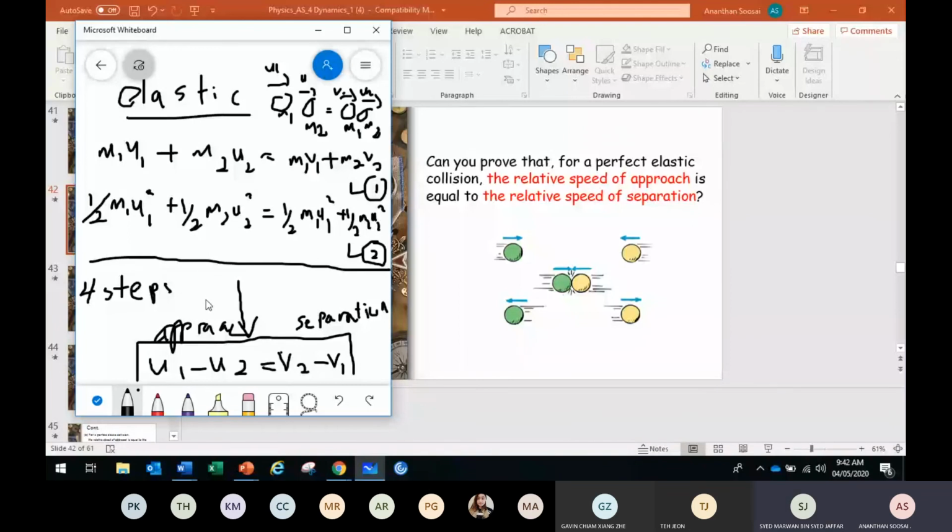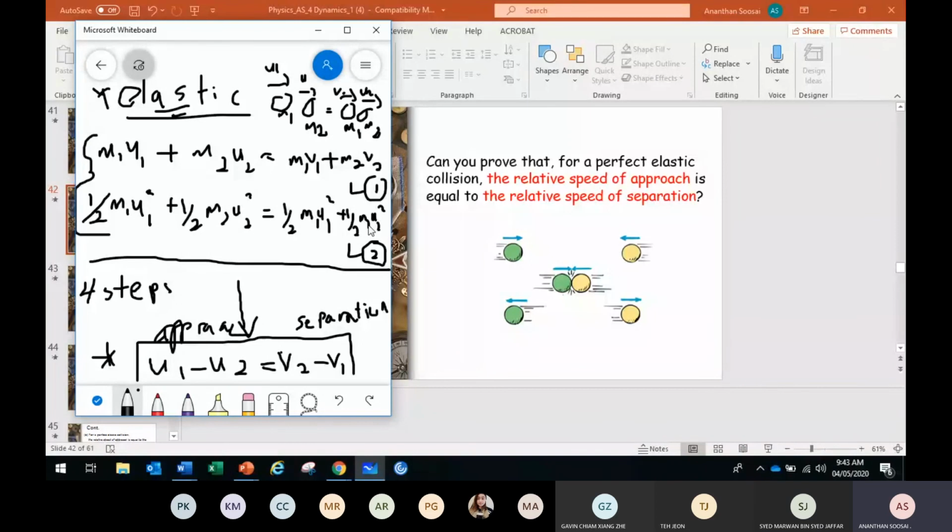What I want you to do as homework: if your maths is good, do simultaneous equations using these two, and kill the mass. You end up getting U1 minus U2 equals V2 minus V1. This equation is quite unique because there is no mass at all. This formula can only be used for what type of collision? Elastic collision. Inelastic, you can't use, because kinetic energy is not conserved.